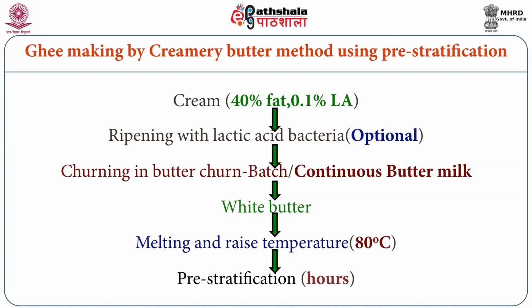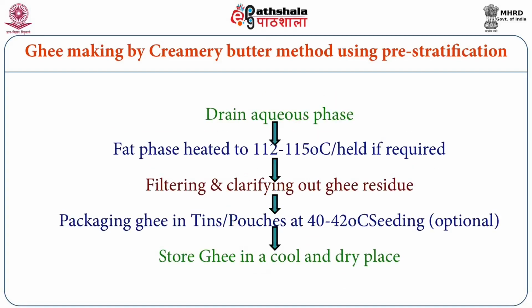This white butter is subjected to melting by raising the temperature using steam or any other heating media to greater than 80 degrees or around 80, and then this melted butter is pumped into a stainless steel tank similar to your milk silos and allowed to stay there undisturbed for about 1.5 to 2 hours, wherein you will have pre-stratification into 3 different layers. The bottom one will be the serum or the aqueous phase, which you are supposed to drain by gravity.